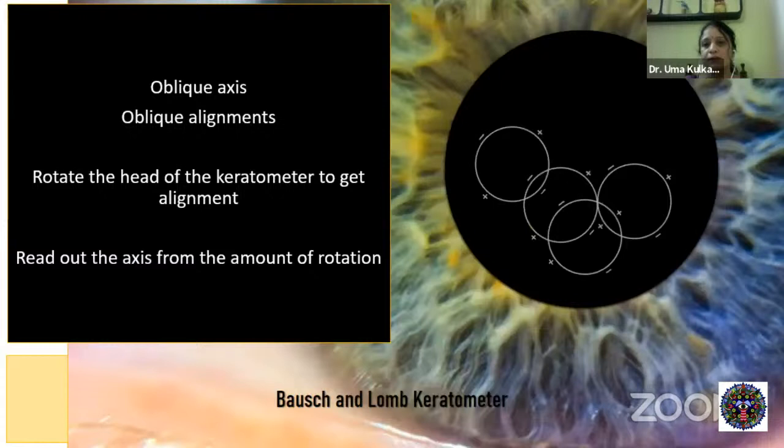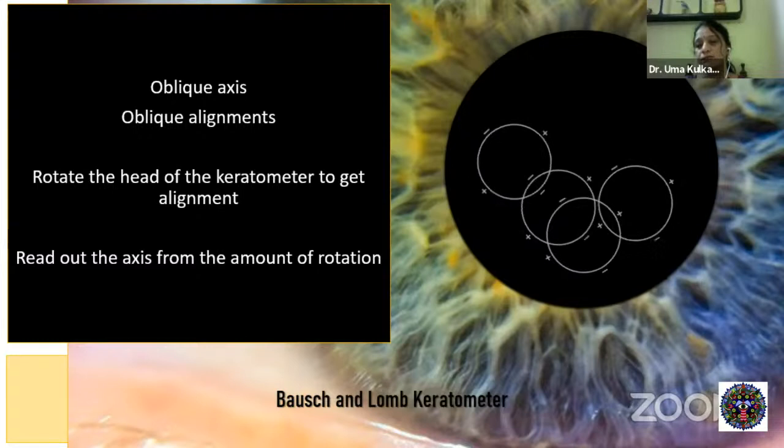Sometimes you might get something like this. This is typically seen when the axis is oblique. So what we saw previously was a vertical and a horizontal axis, but here there's some oblique axis. So what do we do now? The complete head of the keratometer needs to be aligned now. So you can't just do with the vertical and horizontal knobs. You need to completely rotate the head of the keratometer so that these become vertically aligned.